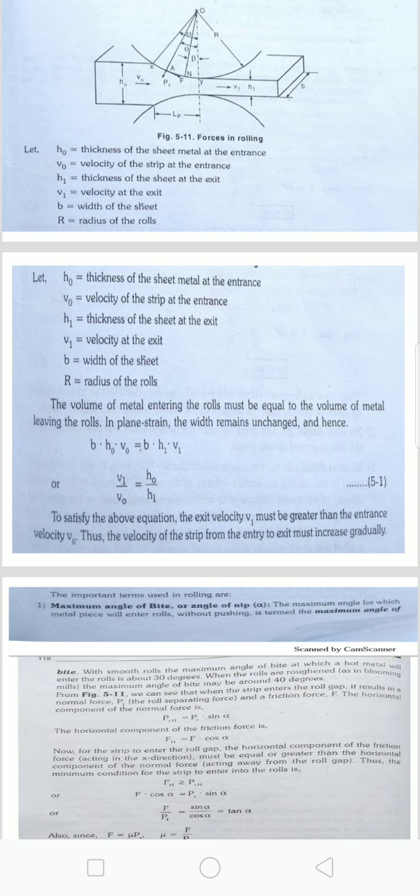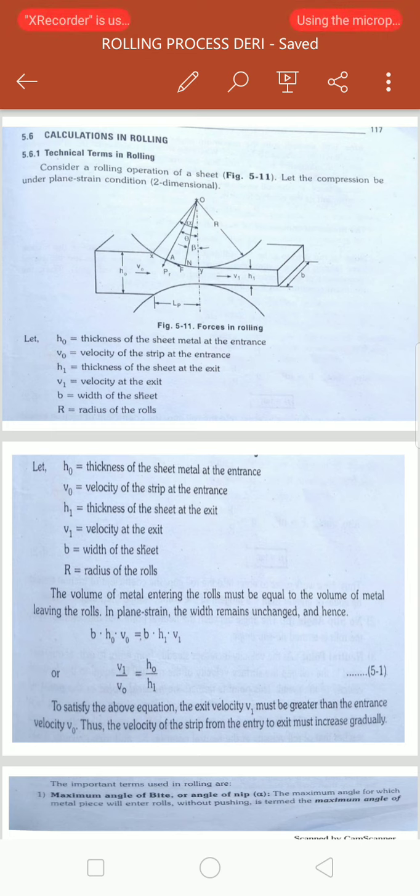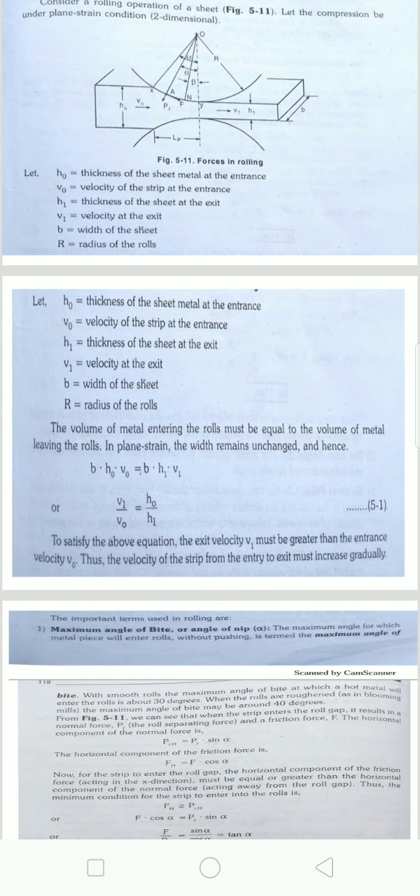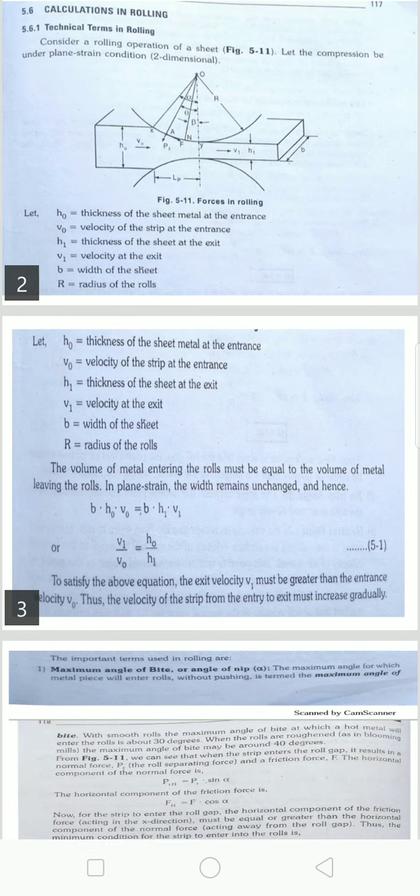Some important terms related to the rolling process, the angles and different terms required to solve numerical problems, and their relations are discussed with respect to the figure: maximum angle of bite or angle of nip alpha, no slip angle beta, neutral point, lagging zone, forward slip zone, radial and tangential forces, roll separating force, specific roll pressure, draft, and some other terms required to derive an equation.